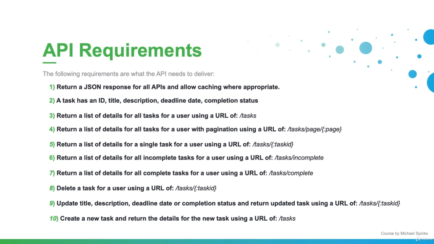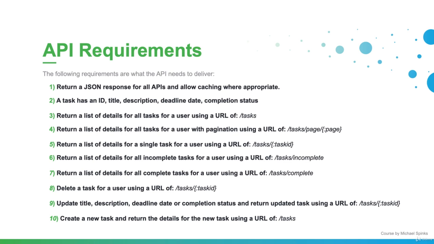The API must also be able to return either just incomplete or complete tasks only. And as previously mentioned, this will be per user as well. The route for this will either be /tasks/complete or /tasks/incomplete. So that is all of the return task routes.